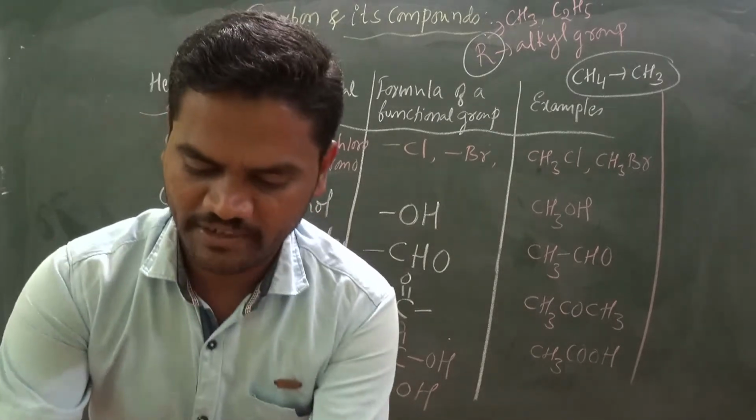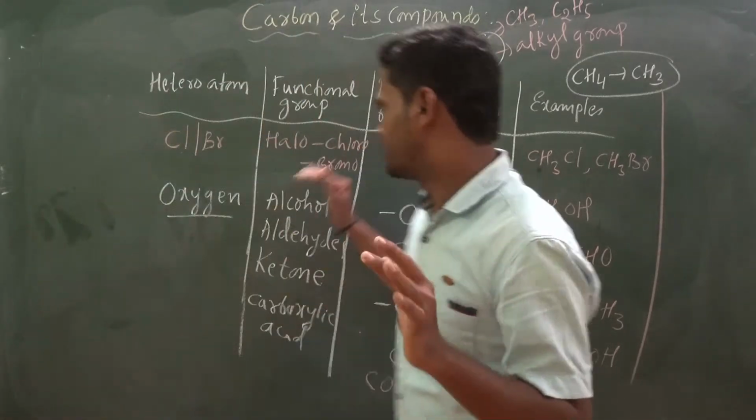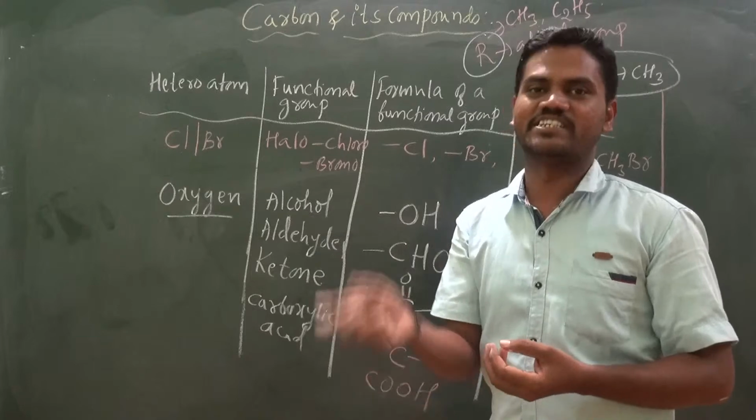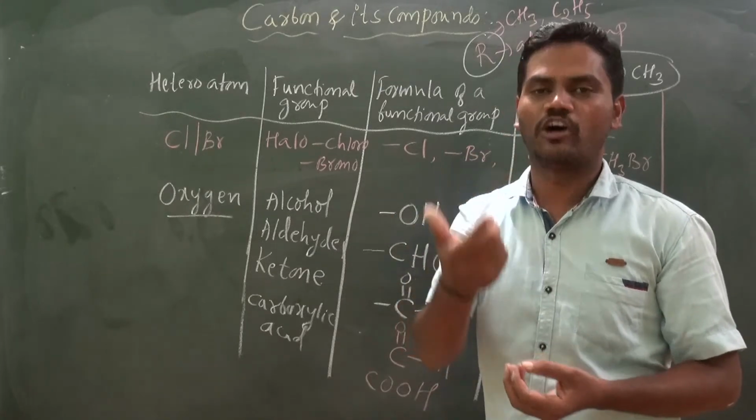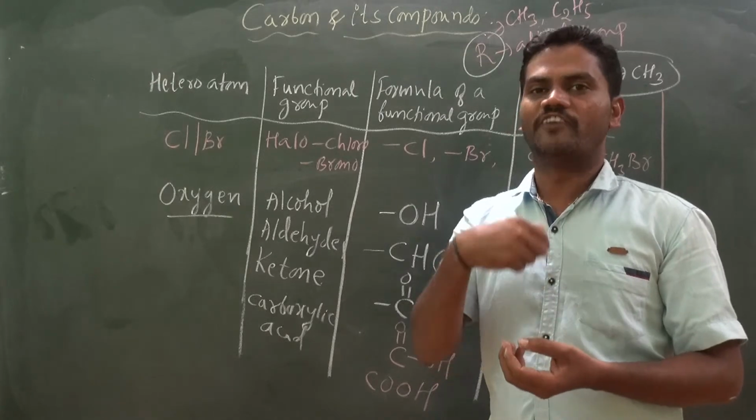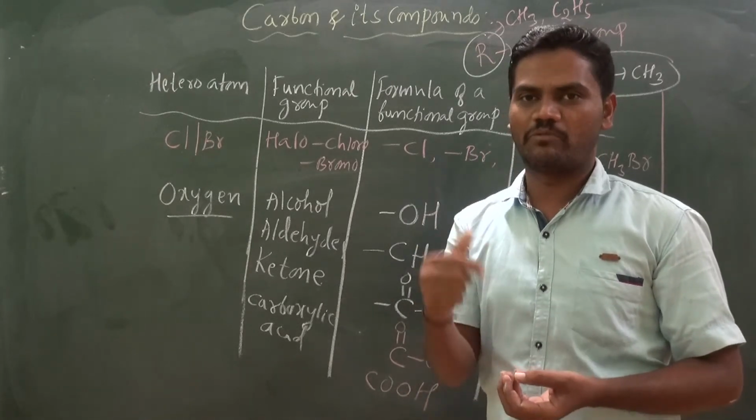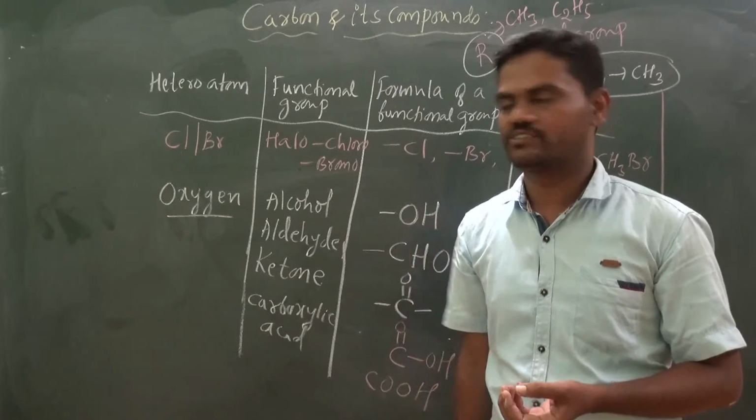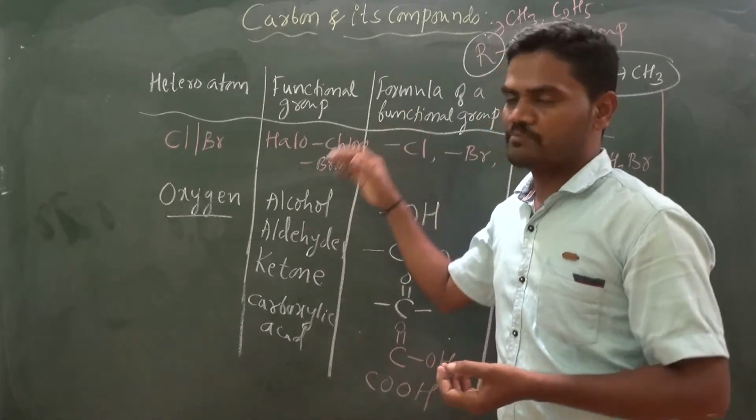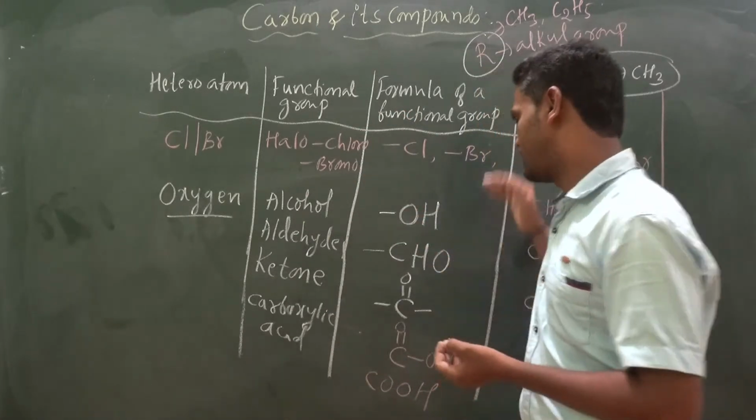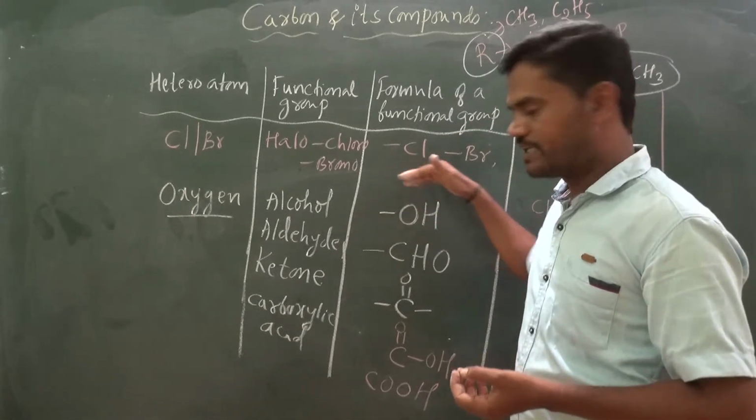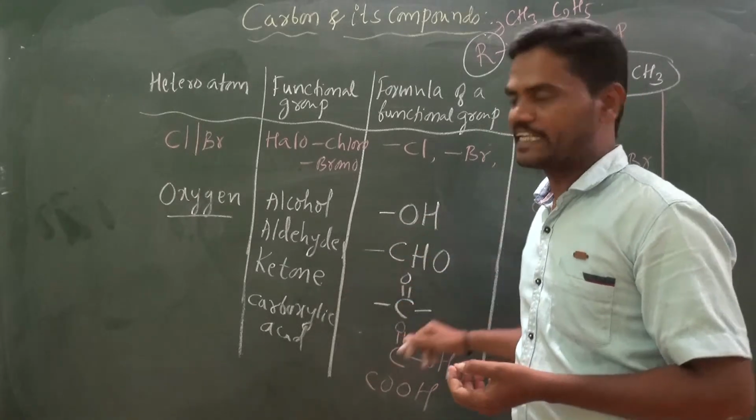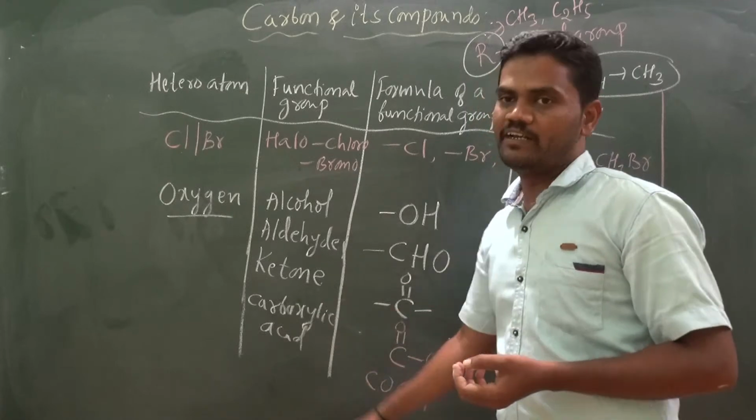In the exam, definitely based on this only, they will ask a question. What is the functional group for the aldehyde? CHO. What is the functional group for the alcohol? OH. What is the functional group for the ketone? C double bond O. What is the functional group for the carboxylic acid? COOH. You have to remember the functional group for the alcohol, aldehyde, ketone, and the carboxylic acid.